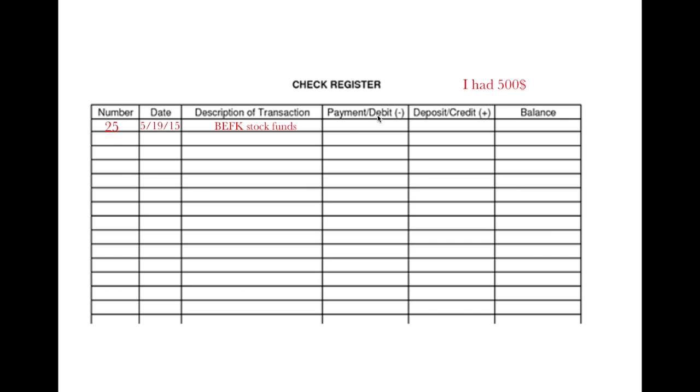The payment or debit means you're paying for something. You're losing money. That's why it has the minus or the negative. And then to the right of that is the deposit or credit, which means when you receive, and then that adds money to your account. So today I'm doing payment, so I'm losing, I'm subtracting $200.50. Okay, now look up here. Let's say I had $500 in my bank account. After I did the payment, I would have about $300 left.